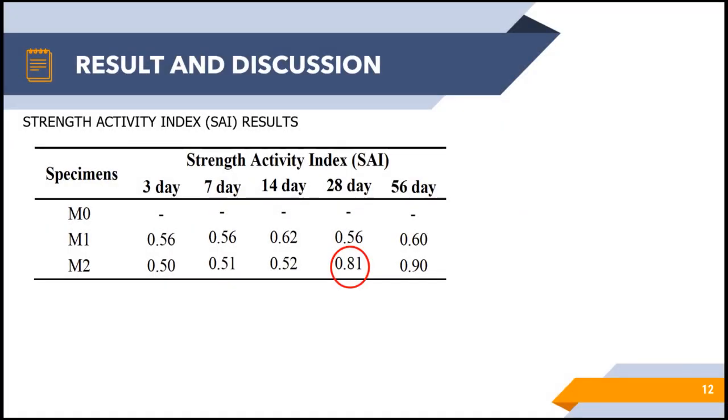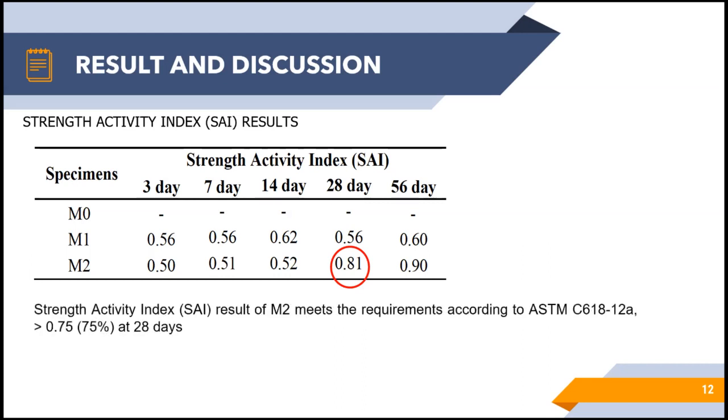So this is the result of the strength activity index for M0, M1 and M2. M0 is compared to itself, so that's why the value is 0. So we can conclude that the strength activity index of M2 meets the requirement according to ASTM C618 in 12A. The minimum is 75% at 28 days. So the specimen M2 meets the requirement.